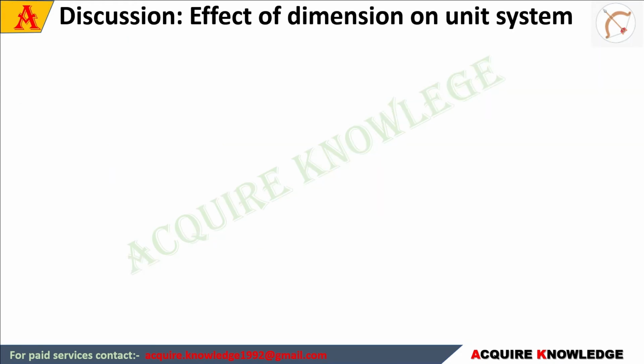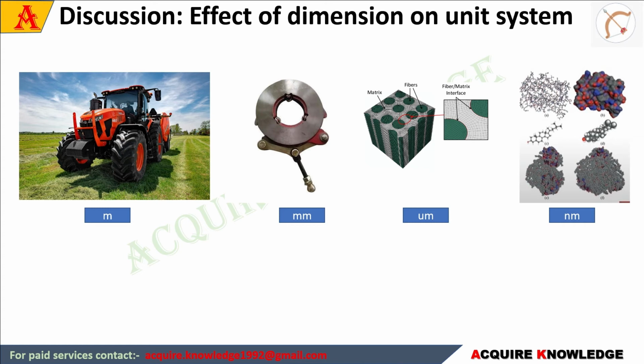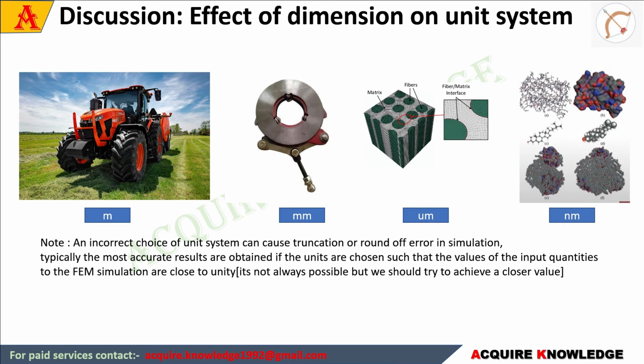Simulation requirements force the user to work in different geometrical scale dimensions. So these are four cases spanning from macro to micro scale models. Now there is a concept of round off and truncation error, which is due to floating point numbers in FEA. The thumb rule to avoid this is to choose a unit system which causes the input to the simulation to be close to unity. It's not always possible, but we should try to provide the input as close to unity, and that will avoid the chances of round off and truncation error in the simulation.